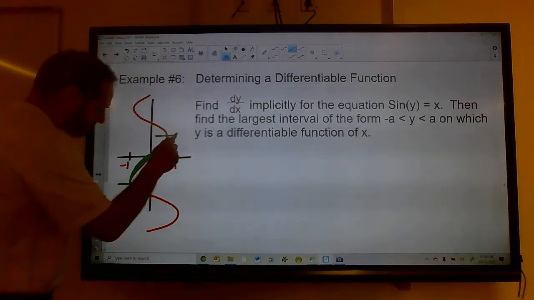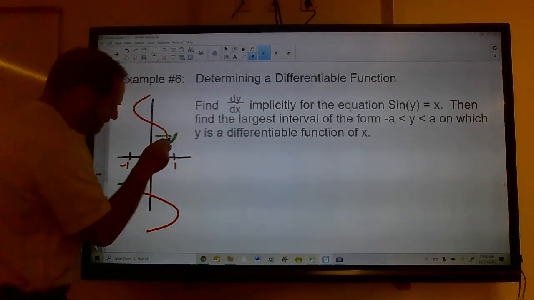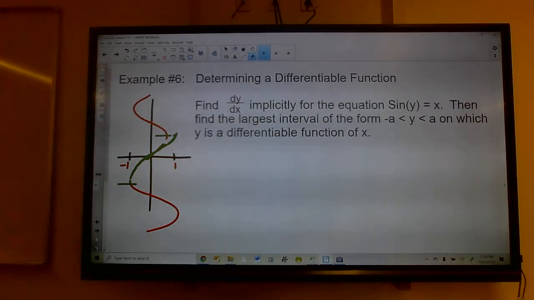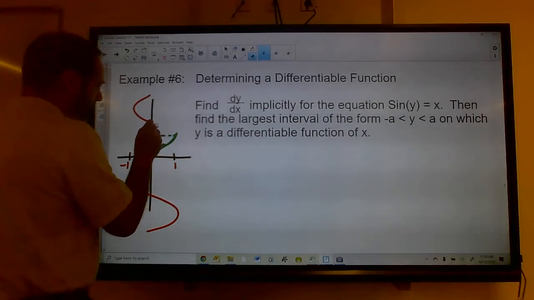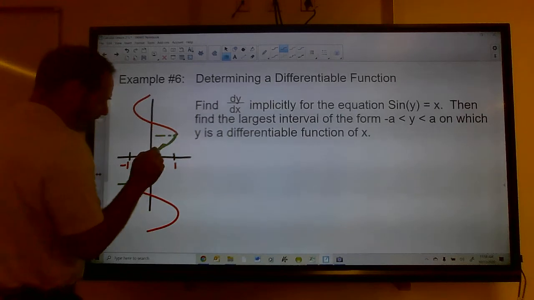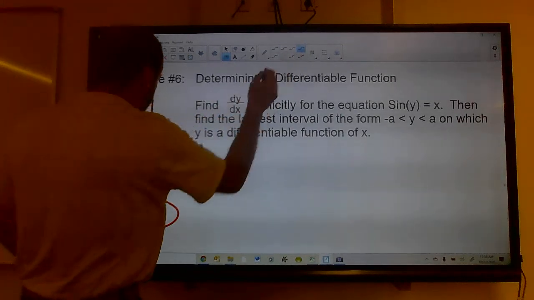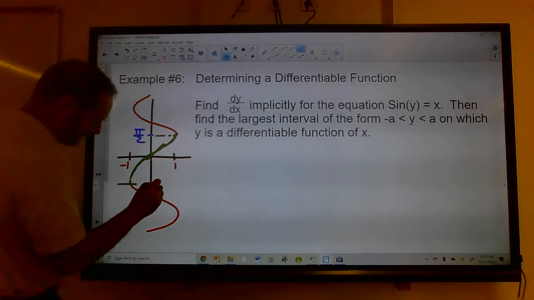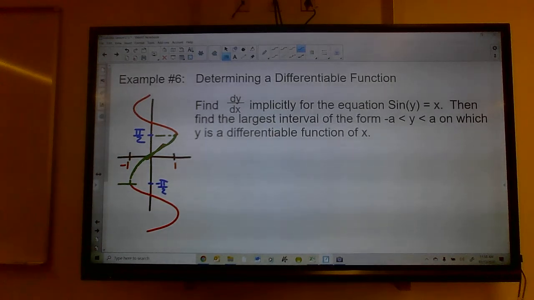It should curve more. Okay, so here we go. So we're just looking at that green, and it turns out that this is pi over 2 right here, and this is negative pi over 2. So that's going to be the interval on which this thing is differentiable.